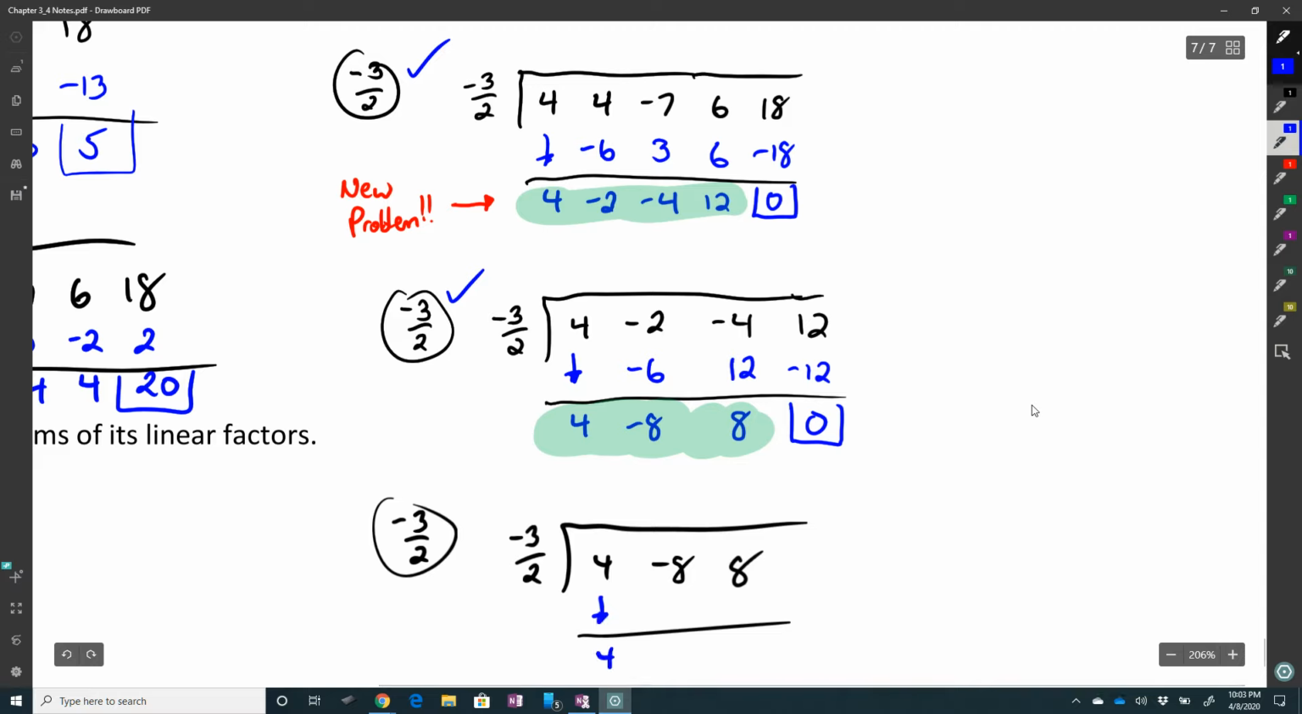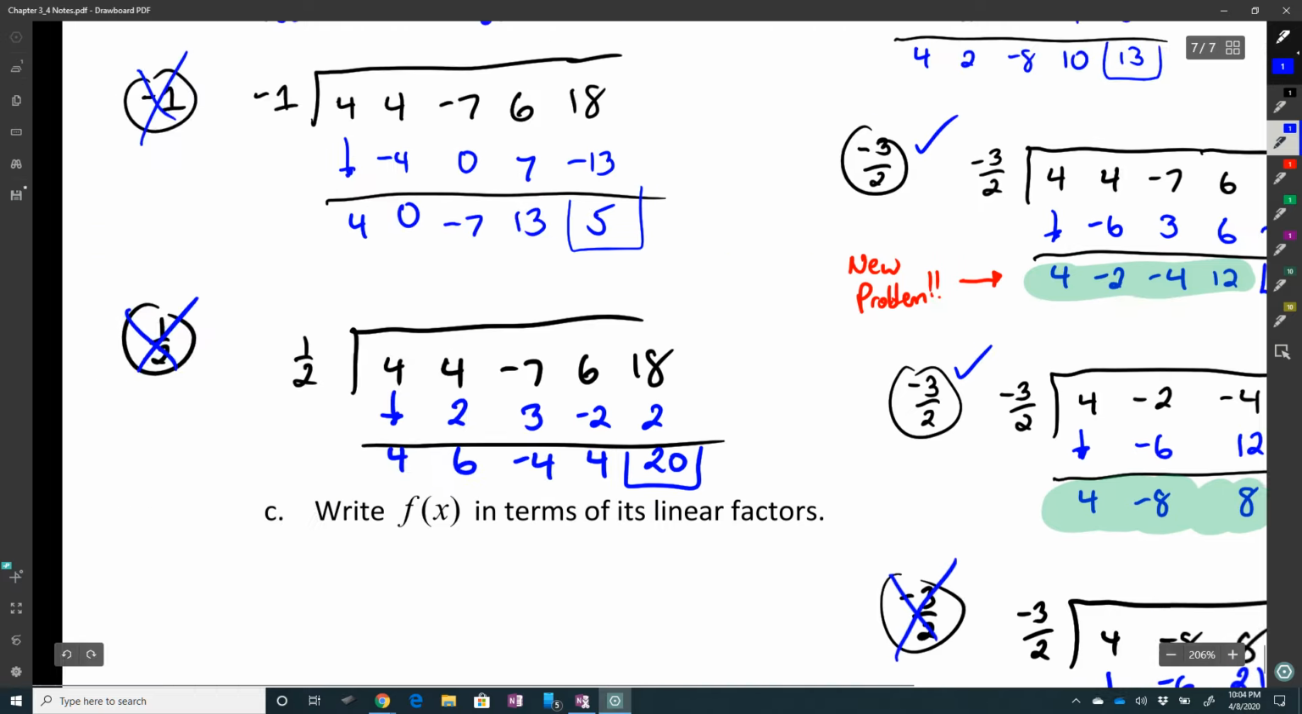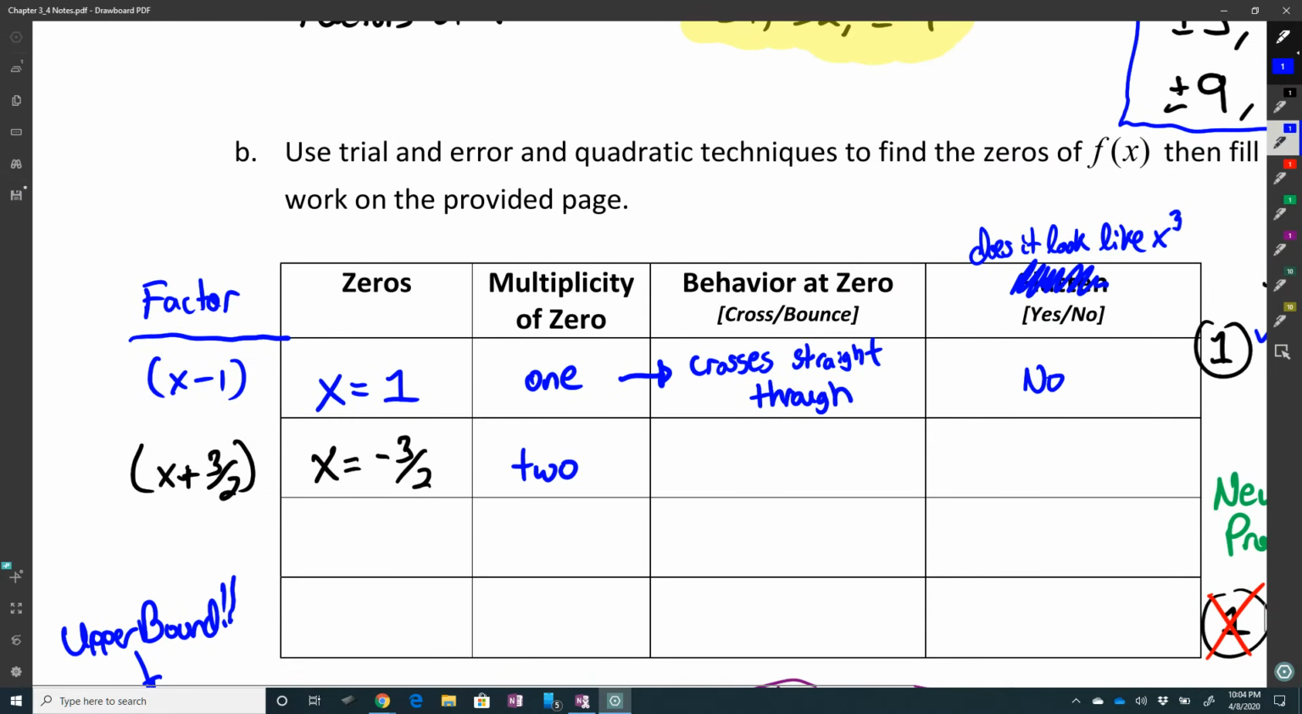All right, so 4, that gives me -6. -8 minus 6 is -14. 14 times... 14 over 2 is 7. 7 times 3 is 21. Okay, so positive 21. And notice that you get 29 as your answer. That's not 0, so now it doesn't work. So because of that, it only worked twice, so the multiplicity has to be 2.